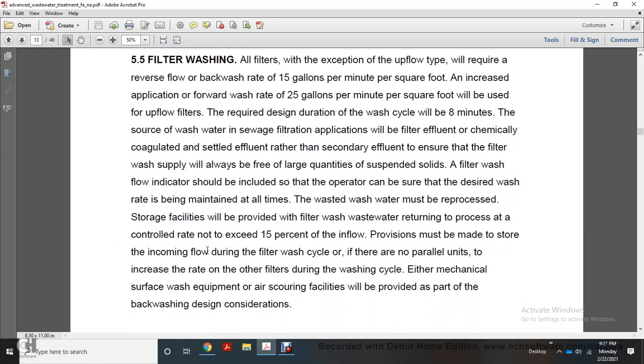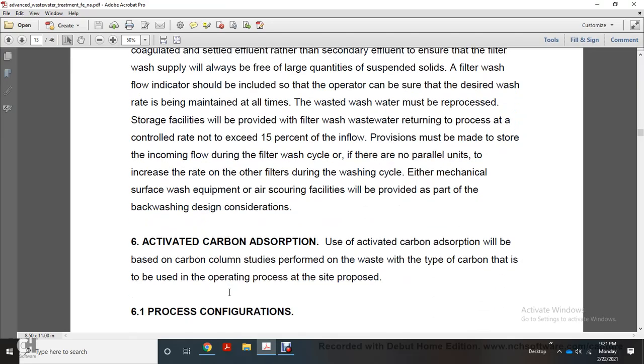Storage facilities will be provided with a filter wash wastewater returning process at a controlled rate not to exceed 15% of the inflow. Provisions must be made to store the incoming flow during the filter wash cycle. Therefore, there are no parallel units to increase the rate of other filters during the washing cycle. Either mechanical surface washer equipment or air scouring facilities will be provided as part of the backwashing design consideration.